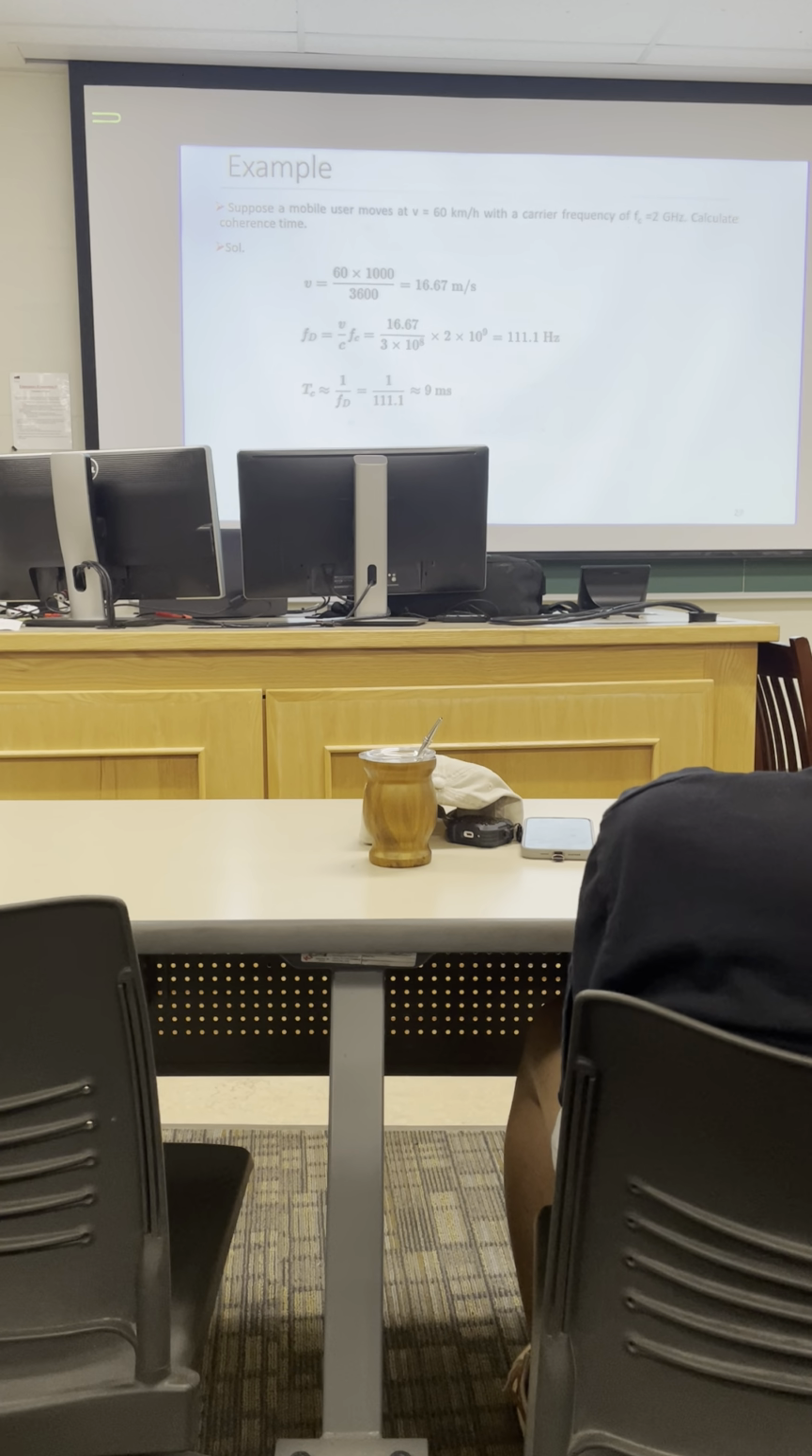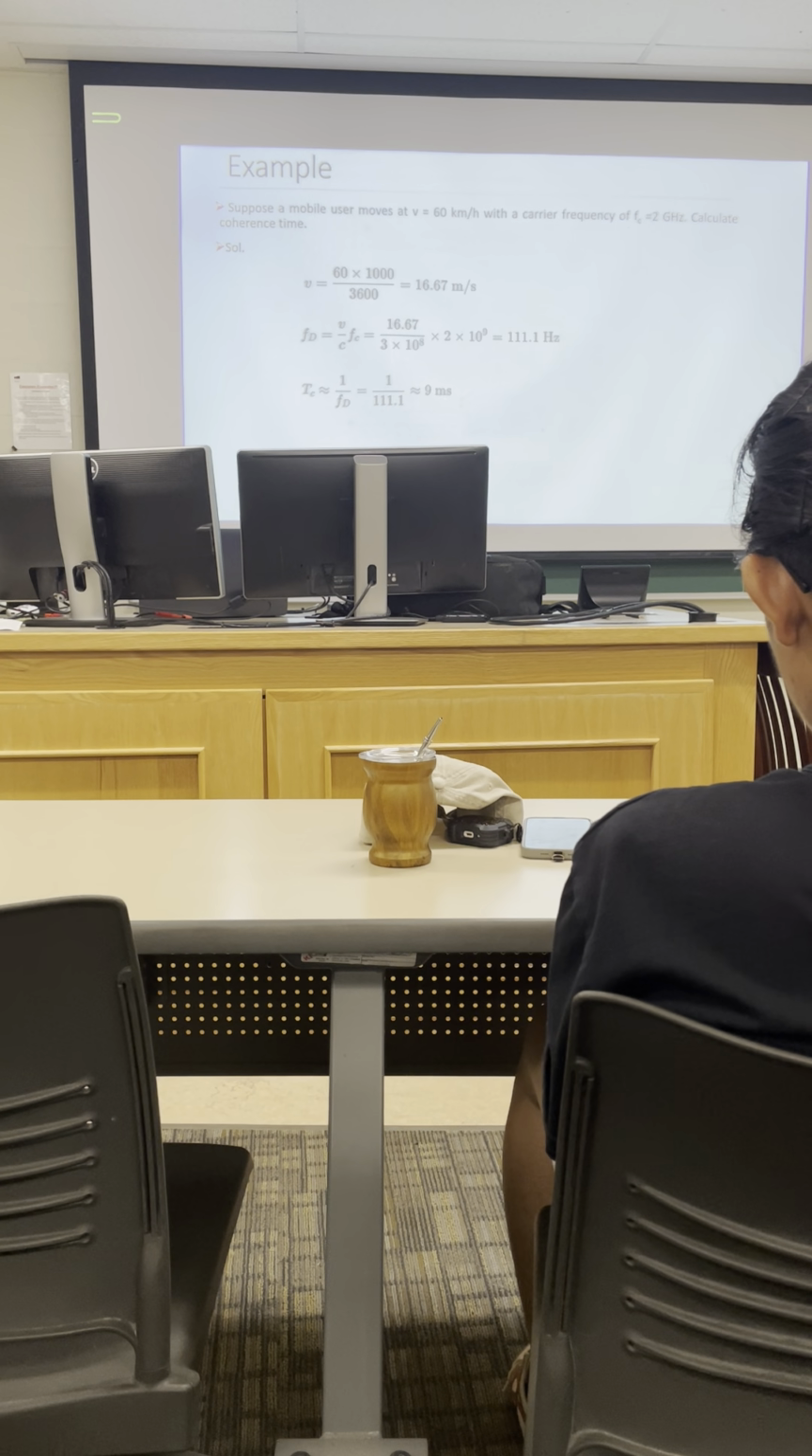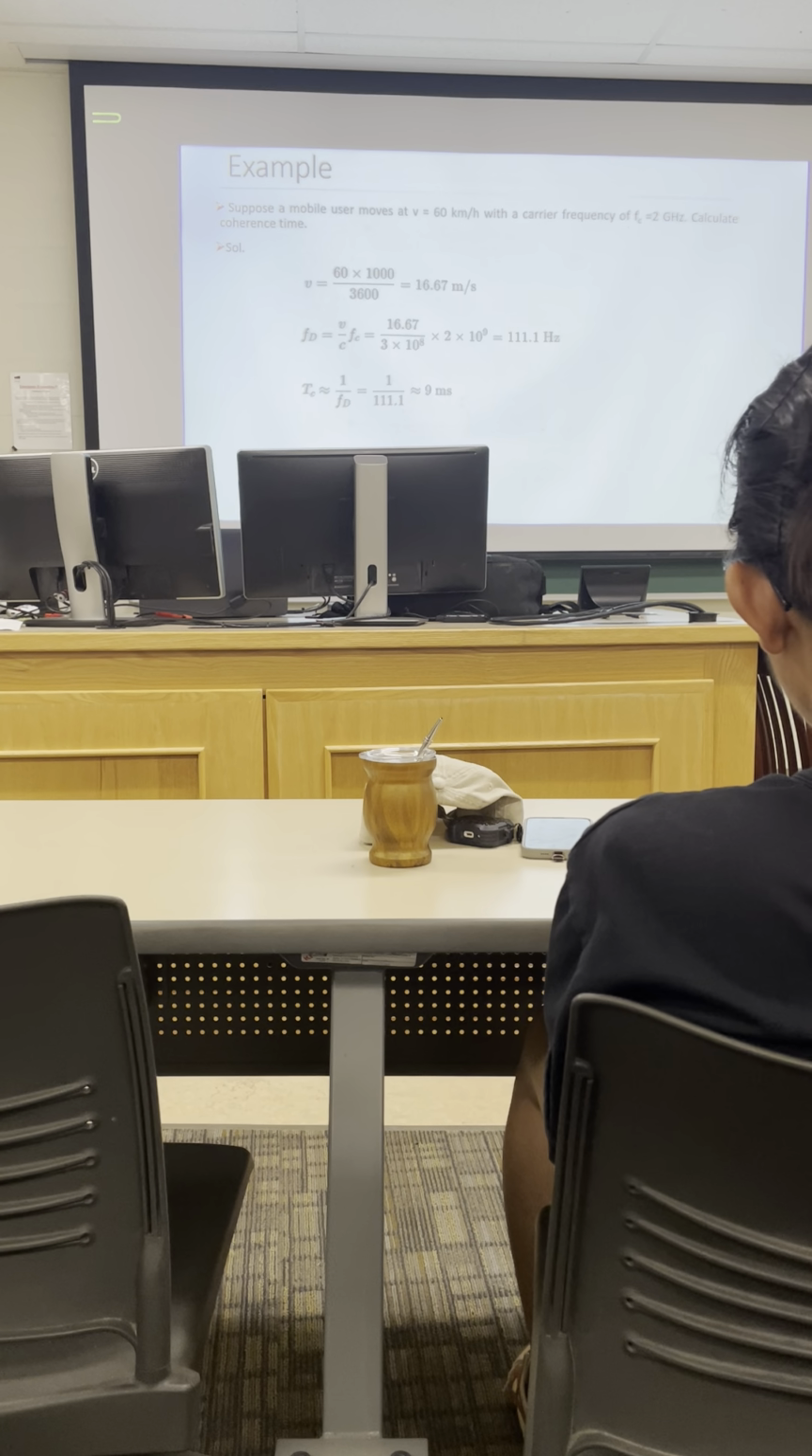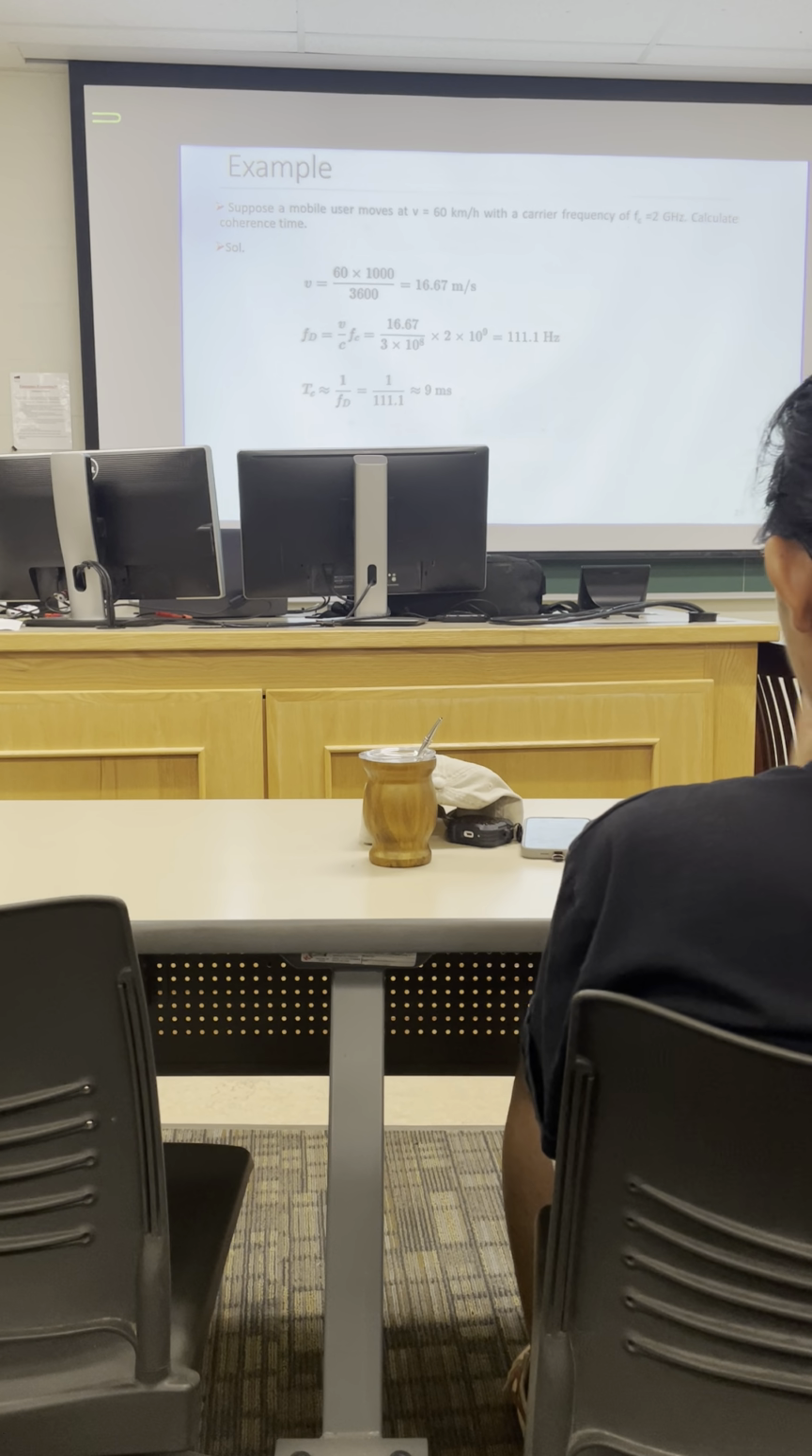Okay, so let's see this numerical example. Suppose I have a moving mobile user with a velocity of 60 kilometers per hour. Remember, I need to convert this from kilometers per hour to meters per second. And I am working at an operating frequency of 2 gigahertz. So I need to calculate the coherence time now.